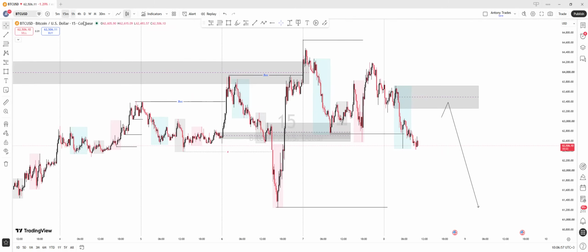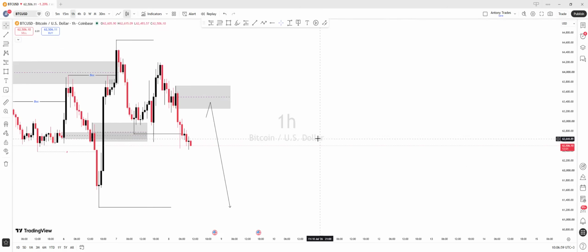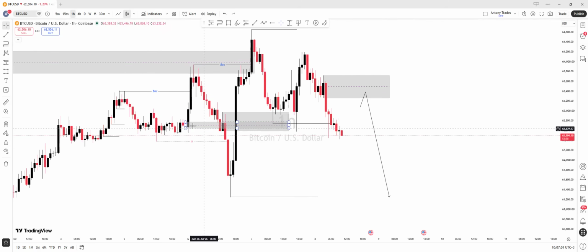Okay, so I went to 1 hour time frame. From the 1 hour time frame, what do we see? We had this demand zone here, which turned to be a breaker block. So the market violated that zone, so it becomes a breaker block. And you also have this demand zone here from this supply zone from 1 hour time frame, which is in confluence with our breaker block.